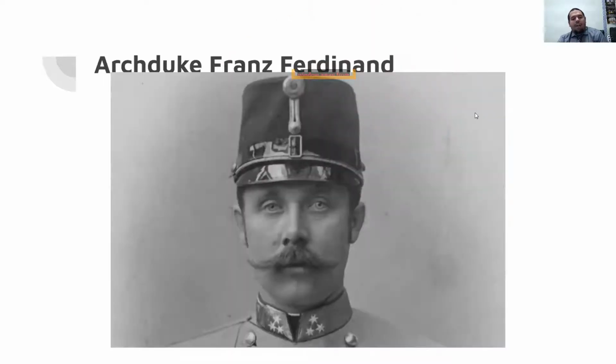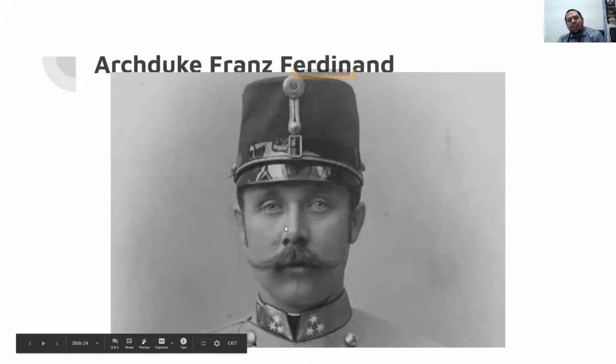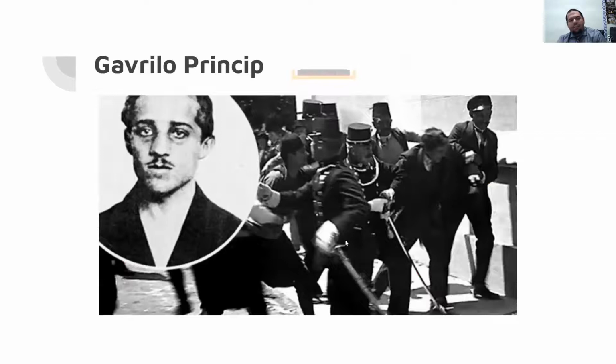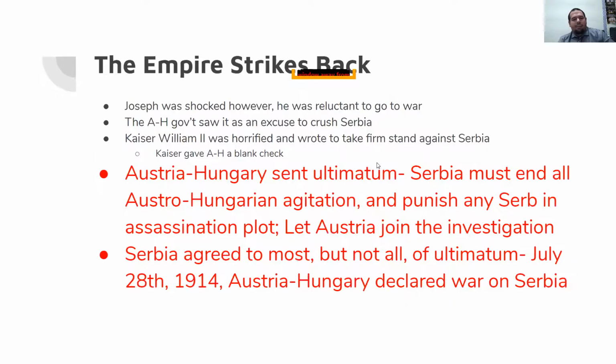That's our guy, Archduke Franz Ferdinand, and they're typical of the hat and the mustache. Gavrilo Princip, this isn't a historical representation. It is not actual, right? That's him, but this isn't. I think that's from a movie clip. All right, the Empire strikes back.